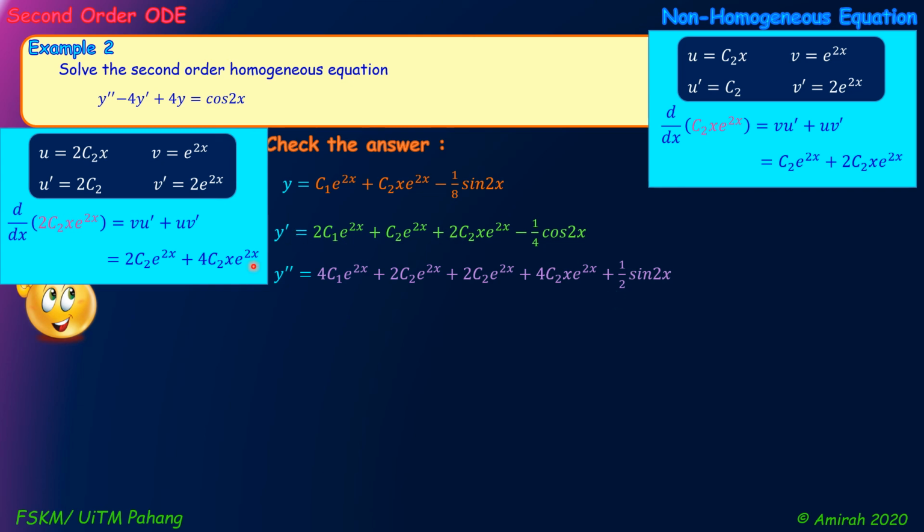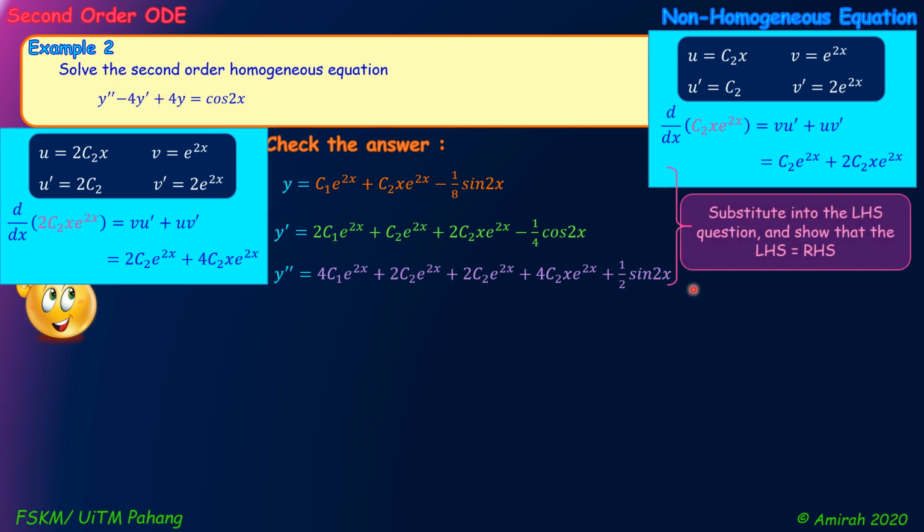Alright, then after we find y, y prime and y double prime, we substitute into the left hand side of the question, and we show that the left hand side equals to right hand side. If the left hand side equals to right hand side after we substitute, it means the final answer y here is correct. So now we substitute y, y prime and y double prime into left hand side of the question.